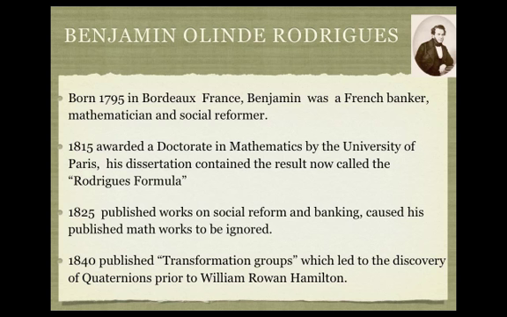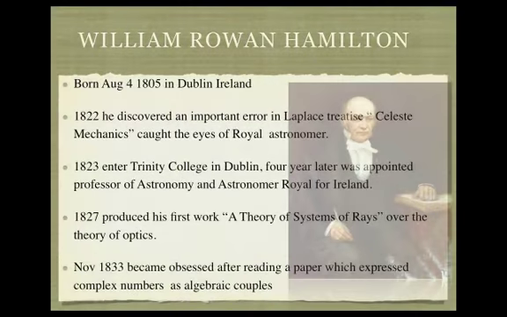However, in 1840, he published a work called Transforming Group, which led to the discovery of Quaternion. At the time, it was ignored, but later on, it was discovered prior to William Hamilton. So let's talk about the inventor of the Quaternion.